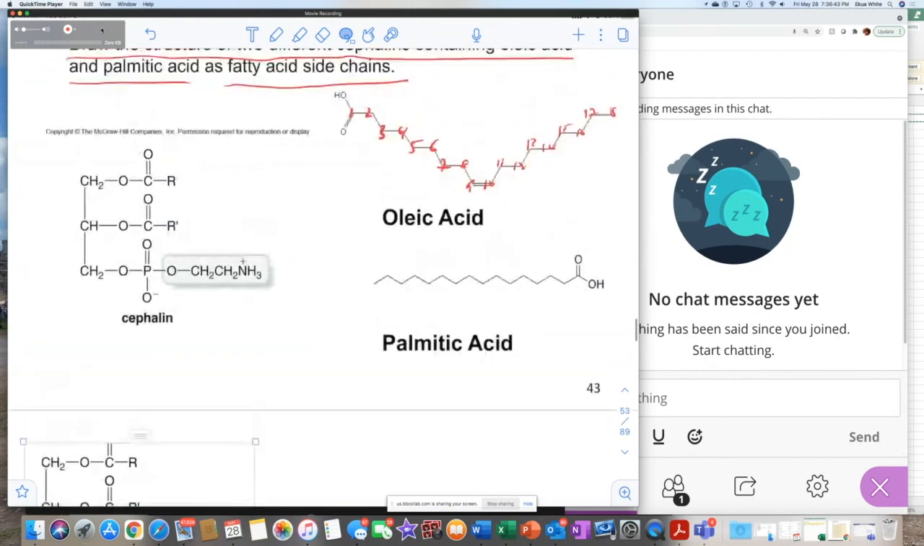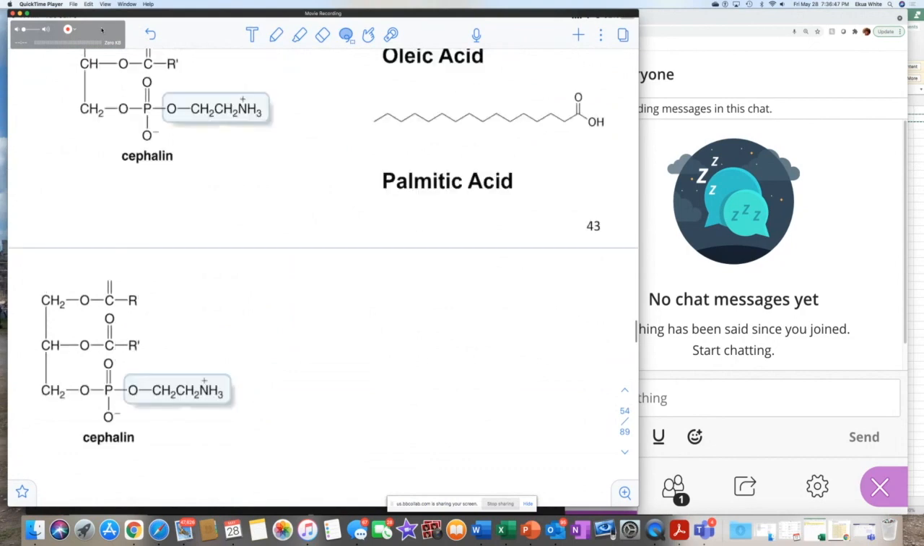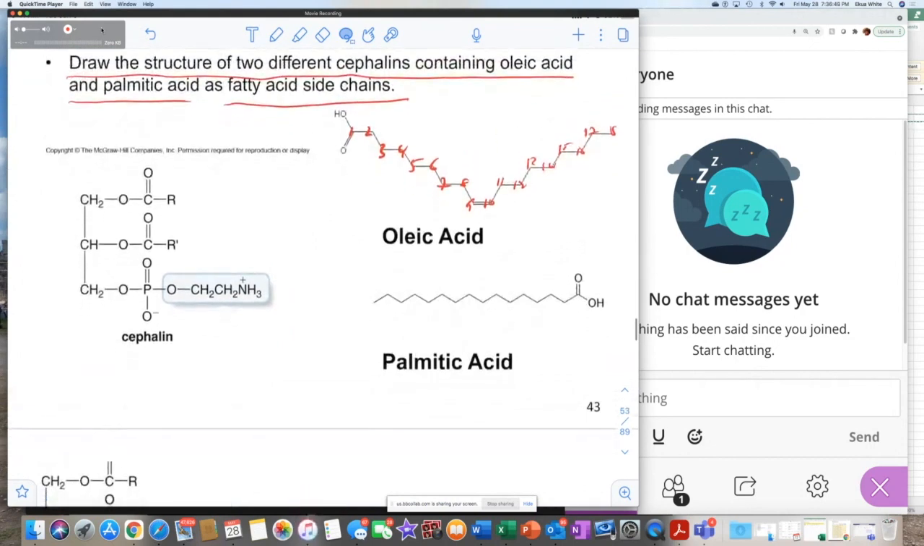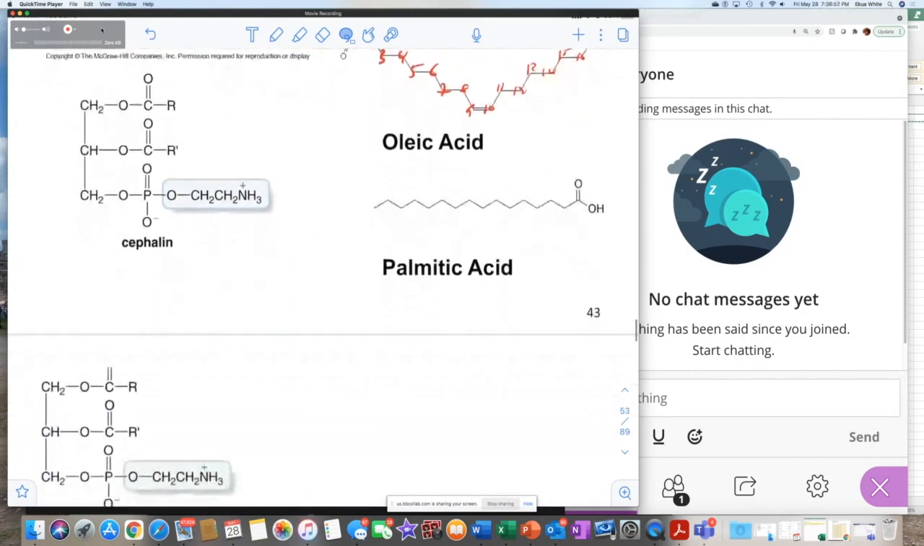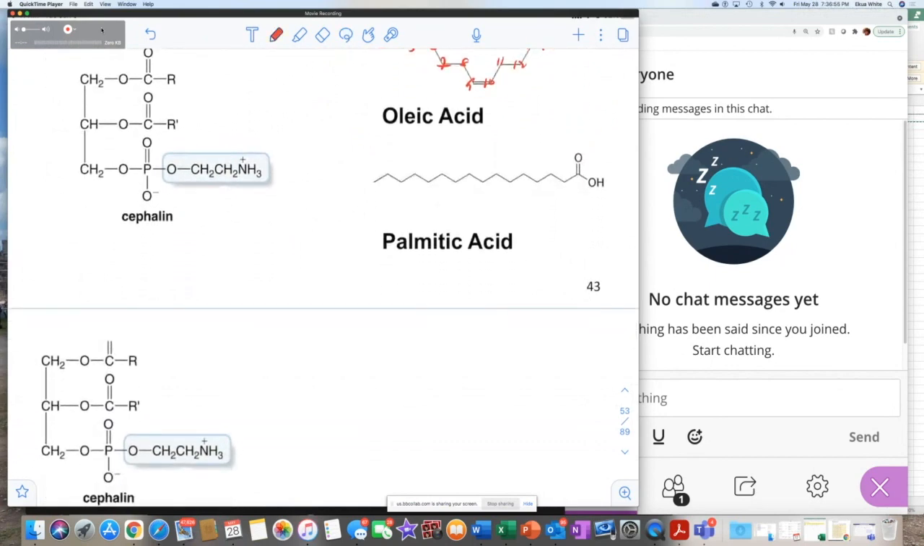So let me make sure we're drawing this on cephalins, right? They want us to use one of each fatty acid, oleic and that one. Okay, so we have what, 18? This is the first one.